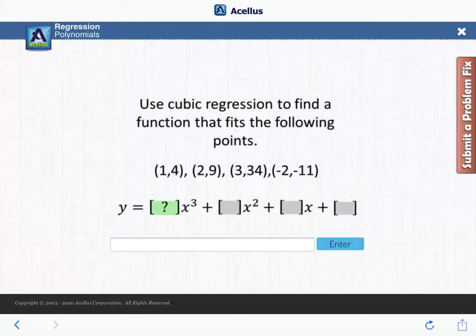Hi, I just wanted to record a quick video to show you how to enter regression models using Desmos. So here's the problem that we're going to use right here. Use cubic regression to find a function that fits the following points. Go ahead and pause and write down those values, those coordinate points, because I'm going to switch over to Desmos here.